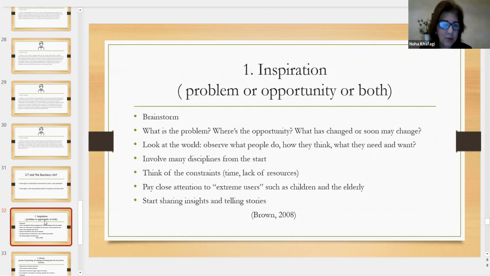So they have to find out the problem by interviewing people, by brainstorming, by looking at the world and observing what people do, how they think. So this is all critical thinking. As I said before, it's collaboration. It's coming up with innovative solutions that people might not have looked at.